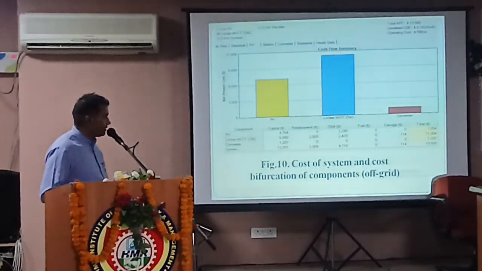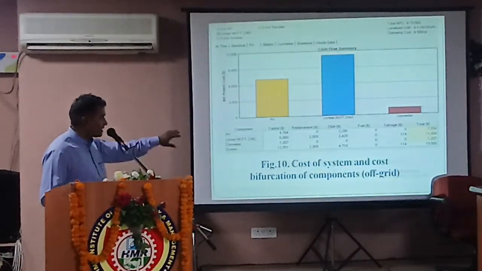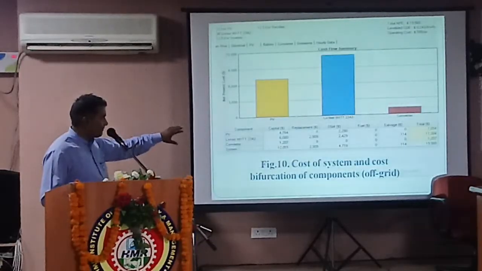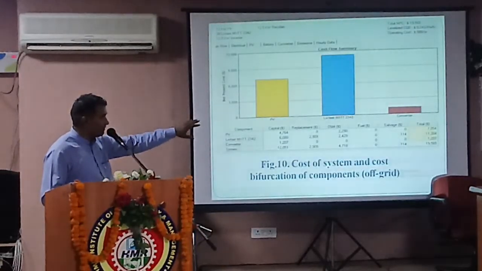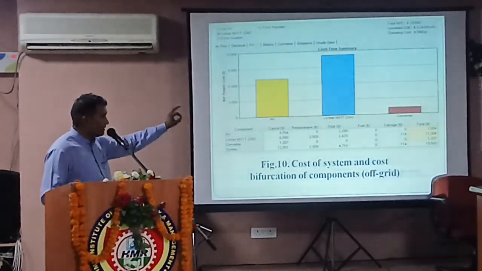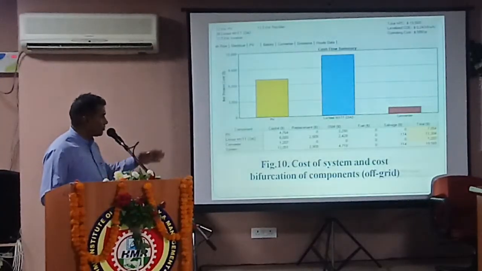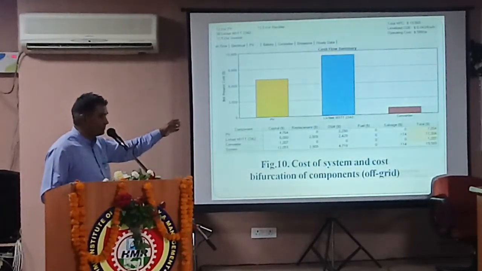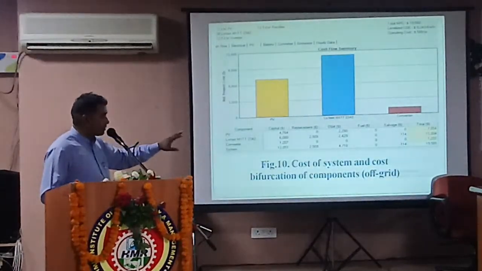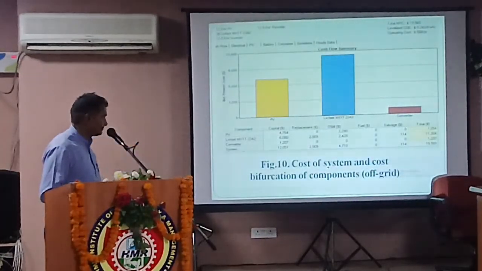This is the economic parameter which comes out for the off-grid system. This is the component cost bifurcation of PV, battery and converter. Here one of the major issues is the sizing of the battery. The sizing of the battery requires more cost even when we compare it with the PV system. So the battery is one of the crucial components to develop a standalone PV system to meet the specific load of a specific application.